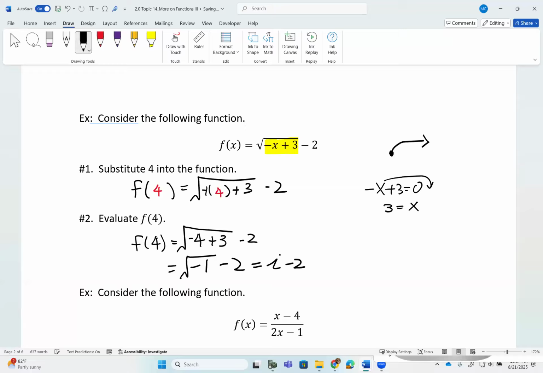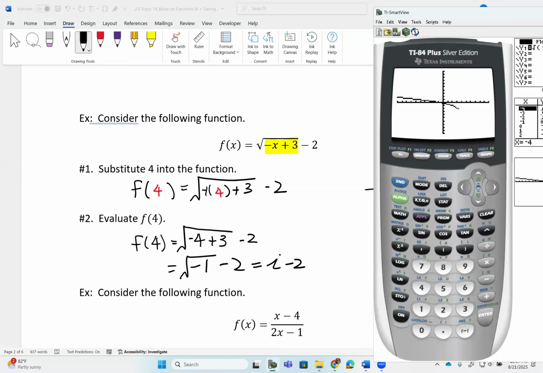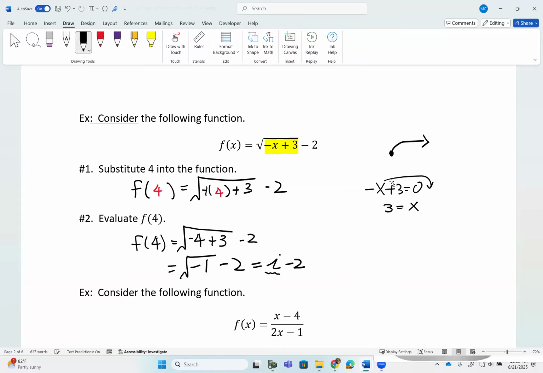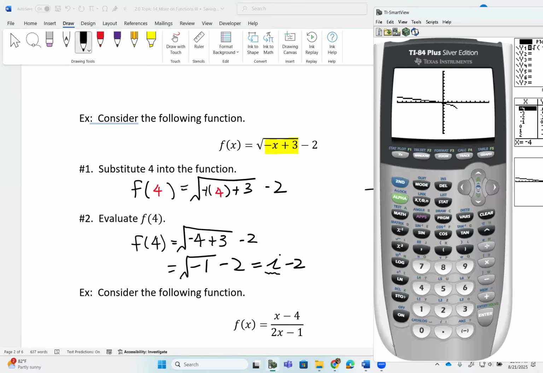So this x equal to 3 is telling me that this point right here is actually where my graph ends. It ends at x equal to 3. So when I substitute x equal to 4, there's nothing to the right of 3. The graph doesn't exist there. That's why the imaginary number tells me that there's actually no graph over there.